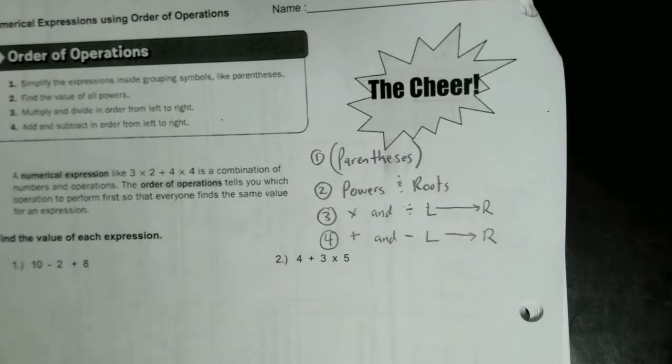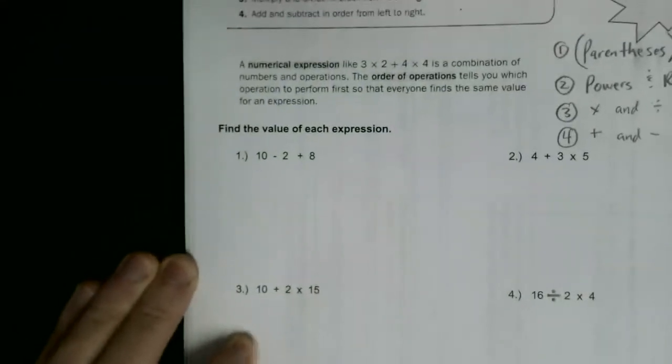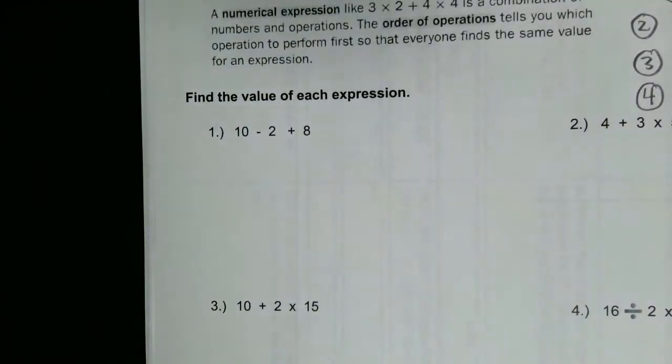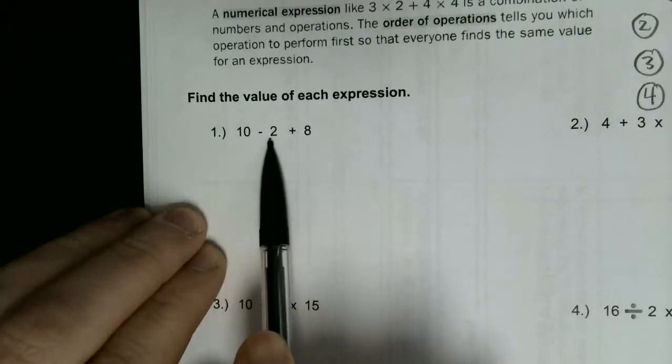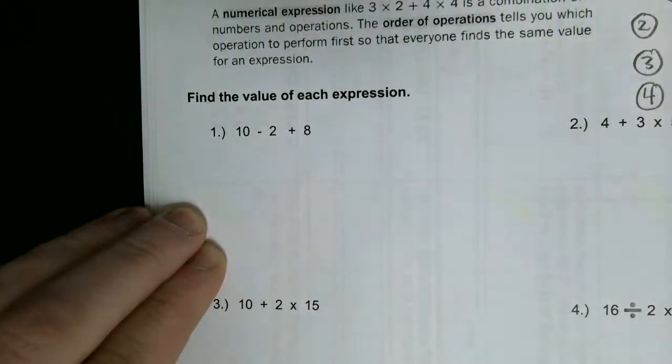Okay, so let's try some of these. Let's see how this goes. All right. So for number 1, so zoom in here. 10, this is a minus sign. 10 minus 2 plus 8. Well, parentheses, no parentheses. Powers and roots, no powers, no exponents. Multiplication and division, none. Addition and subtraction from left to right. So we're starting at the left. What do we see first? We see subtraction. So we're going to do subtraction for, actually, you know what?